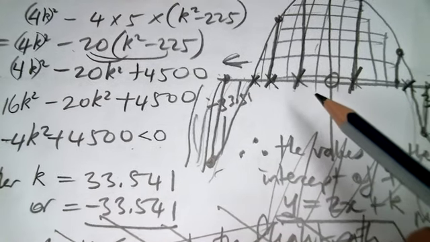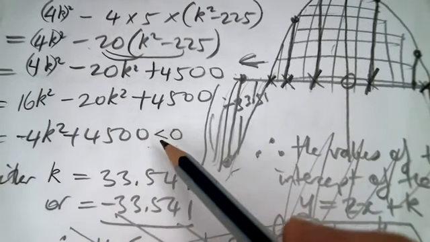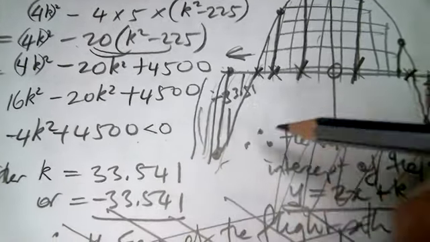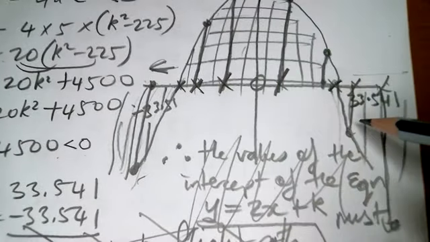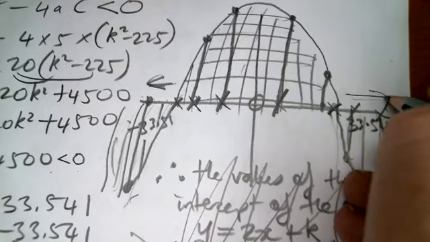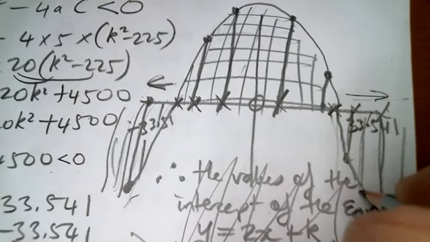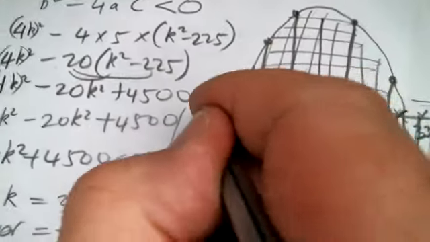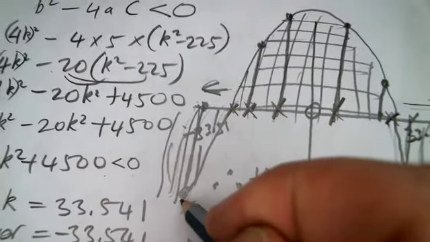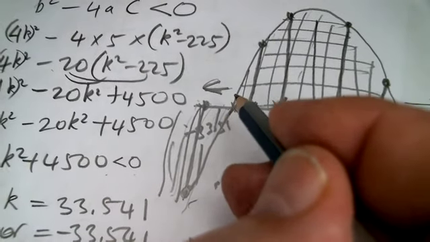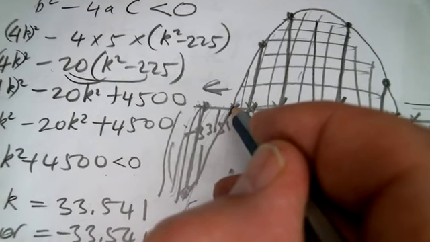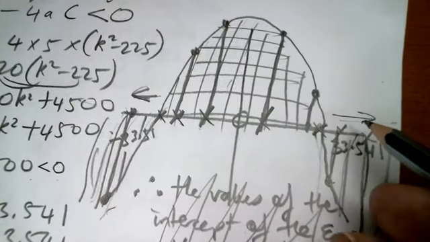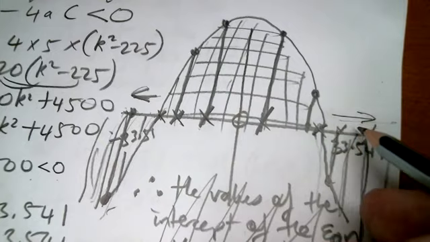So we want the negative values because this has got to be less than zero. Less than zero are all the values below the x-axis. So everything on this side, any value on here must be less than zero. Any value on this side here must be less than zero. So it's going to be from negative 33.541 and less, and greater than 33.541, greater than that number.